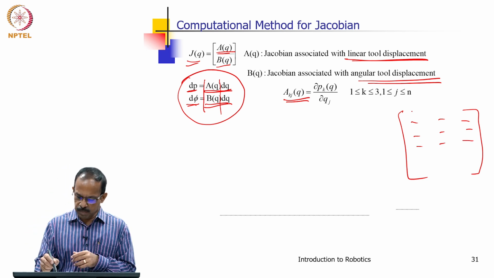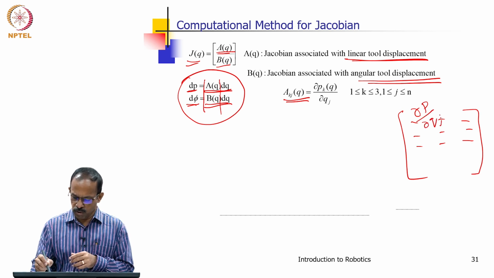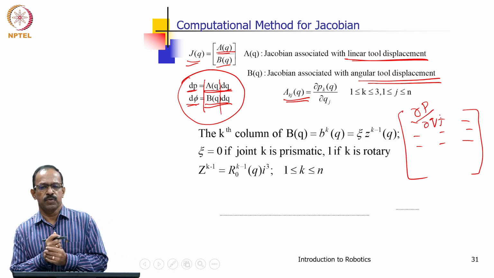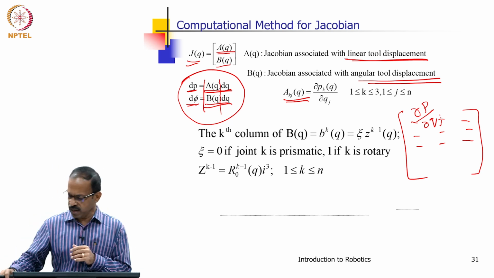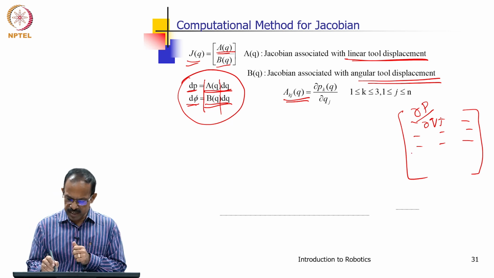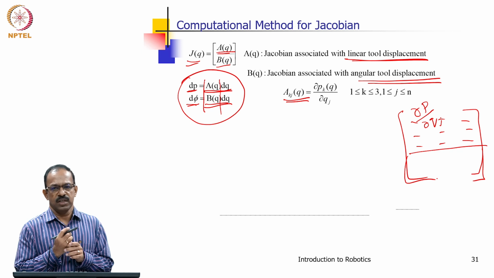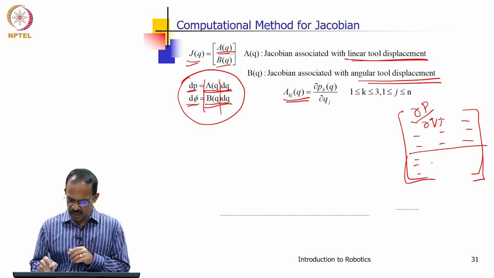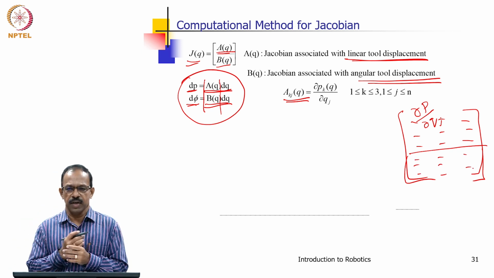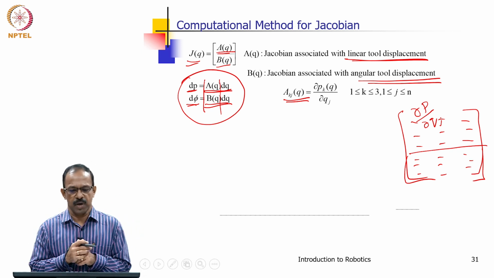So, the linear velocity part is actually obtained by taking the partial derivative of the position vector with respect to Q, that is the A_kj, the elements of the linear part. Now, we have the angular part. What is the relation for the angular velocity component of the Jacobian? It is this lower part B.